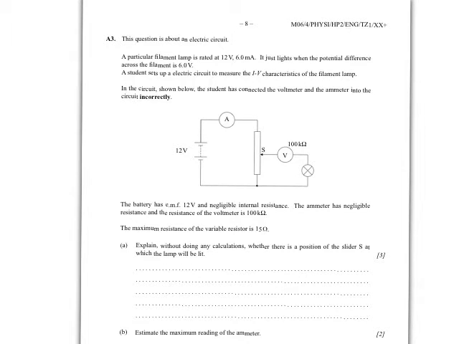This question is about an electric circuit. You have a filament lamp which is rated at 12 volts, but it will just light up if the voltage across it is 6 volts. So that's what you need for it to light. A student sets up an electric circuit to measure the IV characteristics of the filament lamp.